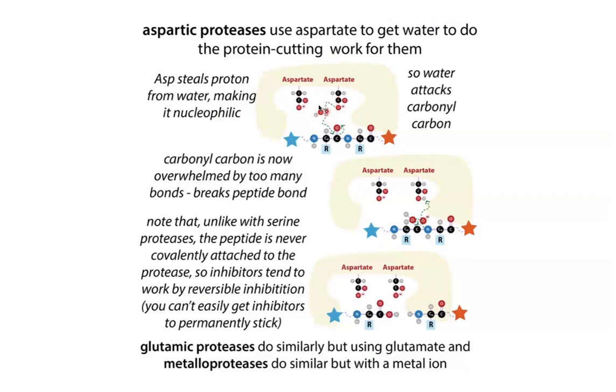You can get it to take a proton, and then you have a hydroxyl ion that's going to go attack the carbonyl carbon, and then you basically have things get rearranged from that tetrahedral intermediate. Take that proton back, and then basically break your peptide in two. And in this case, you didn't have any covalent intermediate. You were just able to release the pieces.